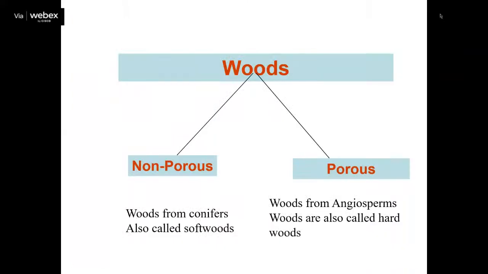Coming to woods, there are two types of wood: non-porous and porous. Non-porous means woods from conifers, also called softwoods or gymnosperms. Porous wood is from angiosperms, also called hardwood. Softwood and hardwood have nothing to do with softness or hardness. It is generally termed like that. Not all softwoods are soft, and not all hardwoods are hard to work.